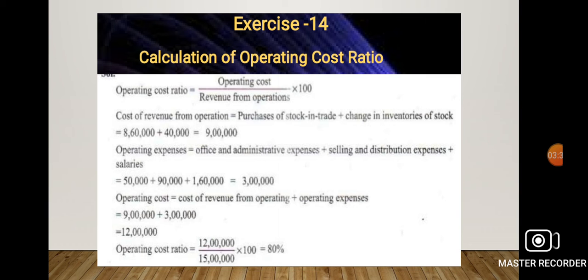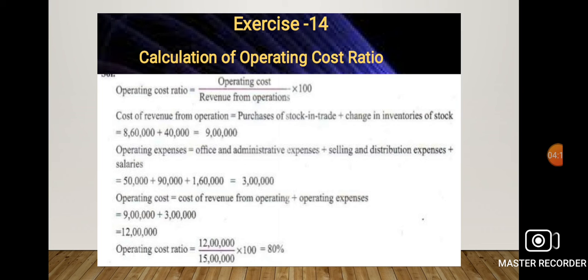The operating cost is the cost which is associated with the operating activities of the business. Operating cost means cost of revenue from operations plus operating expenses. Operating expenses means employee benefit expenses plus depreciation plus other expenses related to office and administration, then selling and distribution. A lower operating ratio indicates better profitability. The lesser the operating cost ratio, the higher is the margin available for payment of non-operating expenses such as interest on loans, loss on sale of fixed assets, etc.